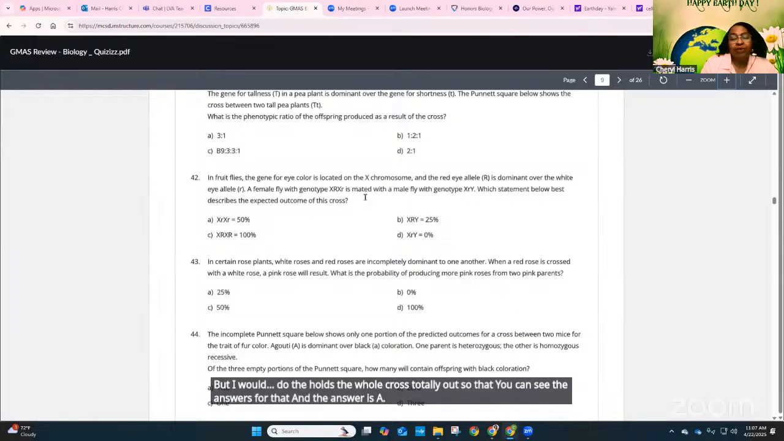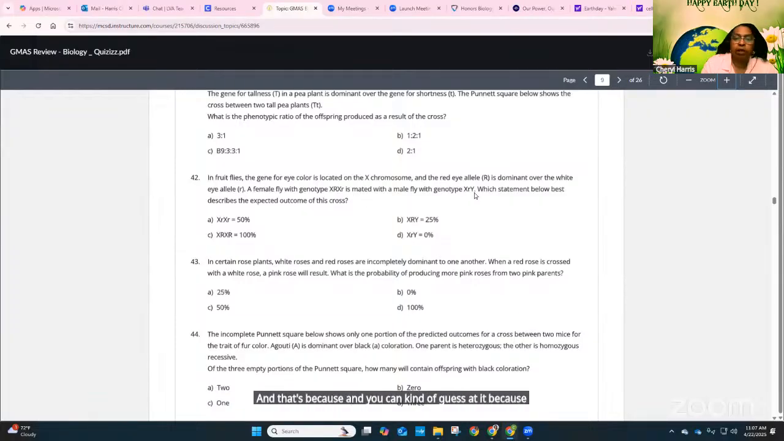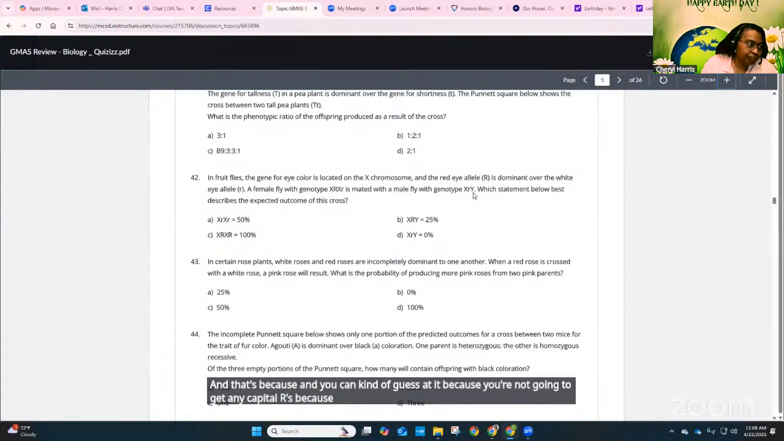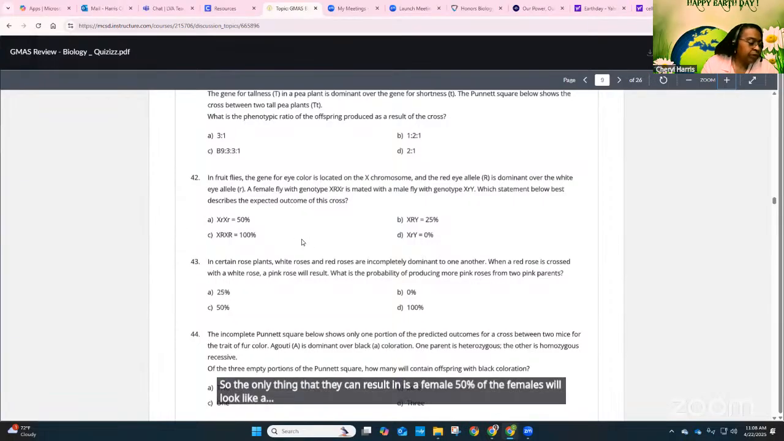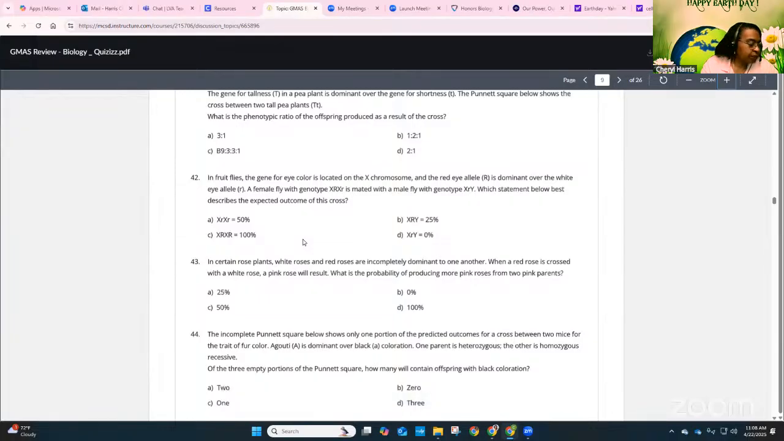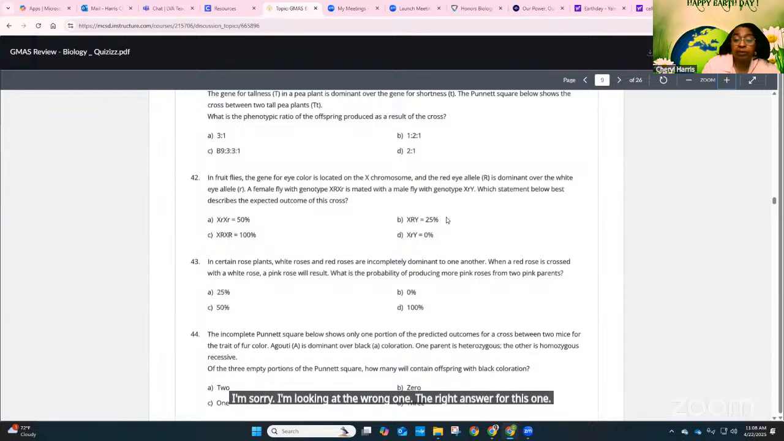And that's because, and you can kind of guess at it because you're not going to get any capital R's because male doesn't have any capital R's to give. So the only thing that they can get result in is a female. 50% of the females will look like A. But again, I would suggest that you draw this out on paper so that you can see that. And if you do a Punnett square correctly, it will give you the right answer. I'm sorry, I'm looking at the wrong one. The right answer for this one is B.